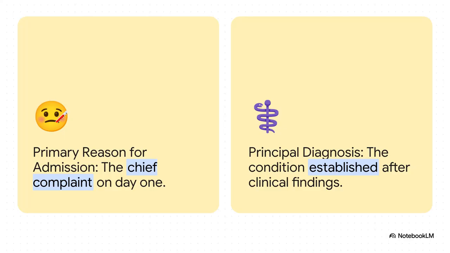reimbursement. Now, this is a distinction that coders, clinical documentation improvement specialists, and auditors have to keep crystal clear. The primary reason for admission is simply the chief complaint, the symptom that caused the patient to seek hospital care in the first place. It's the focus on day one, sure, and it's used for administrative tracking, but it does not determine the MS-DRG. The principal diagnosis, on the other hand, is finalized only after clinical findings, diagnostic workups, and therapeutic responses are complete. It's the final answer.